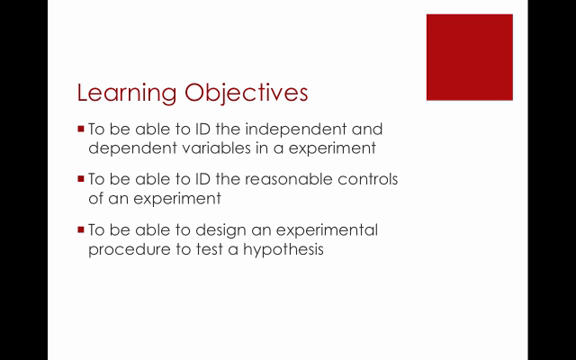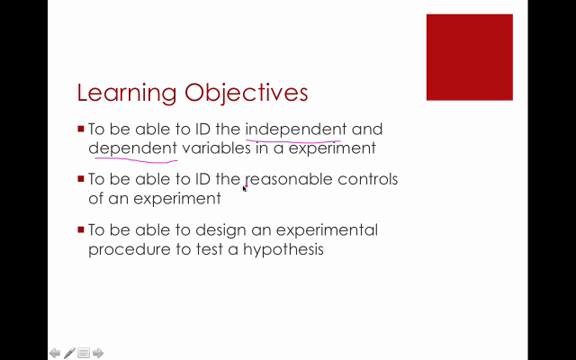To begin with, we're going to start talking about some specific learning objectives. The first objective is probably one of the more significant of the group. This is going to be the real basis for your experiment, and that is to be able to identify what the independent variable is in your experiment and what the dependent variable is. This is going to connect back a lot to what your hypothesis is going to be about.